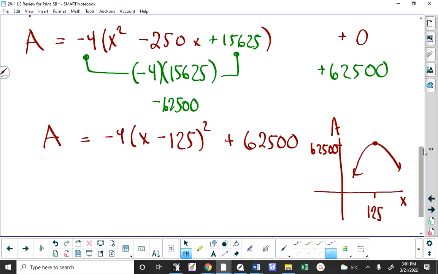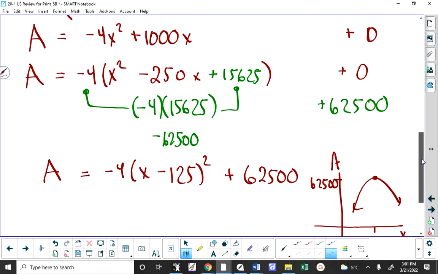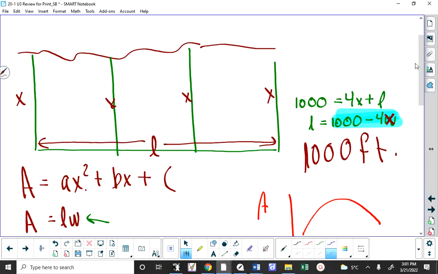So, what is the maximum area? 62,500 square feet. I believe it was 1,000 feet, wasn't it? Yeah, 62,500 square feet. What are the dimensions that would give it? Well, we decided that x was 125. Lots of ways for you to find the other dimension of length, but I would just caution you that we're back in this territory now.